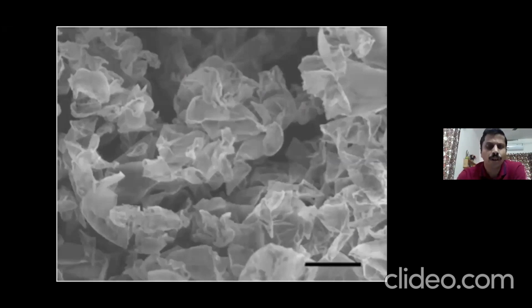So this is just an overall scanning electron microscopy image. You can see the graphene flakes, right? So when you do some chemical synthesis using the modified Hummers' method, in most cases you will end up with graphene oxide having a morphology like what you are seeing here, right?